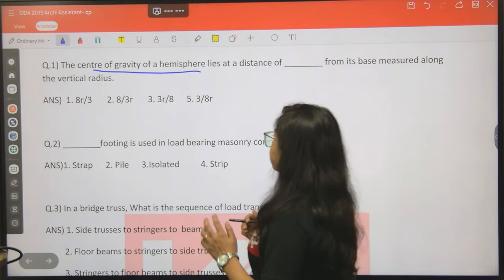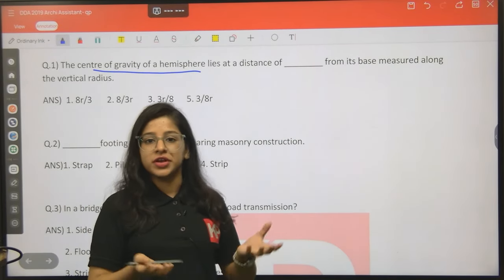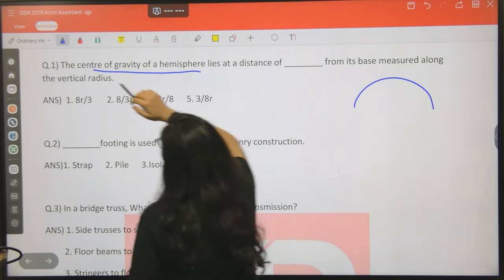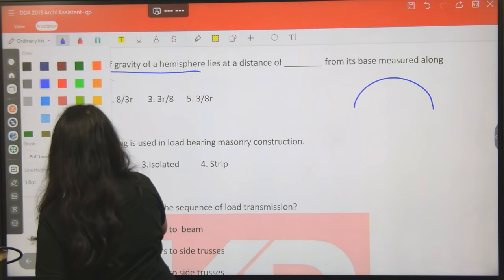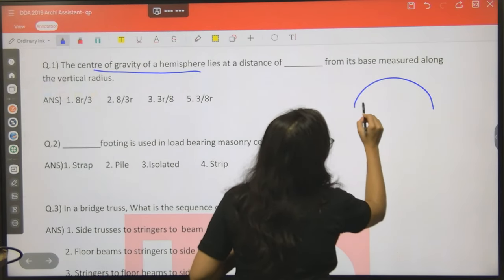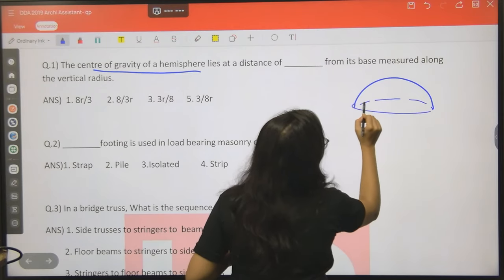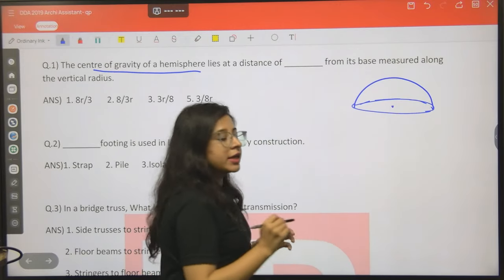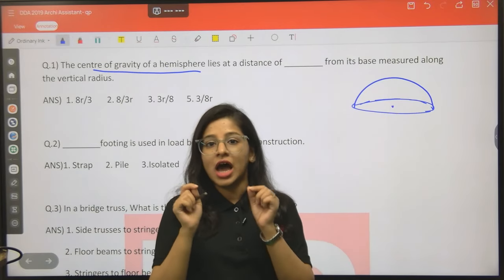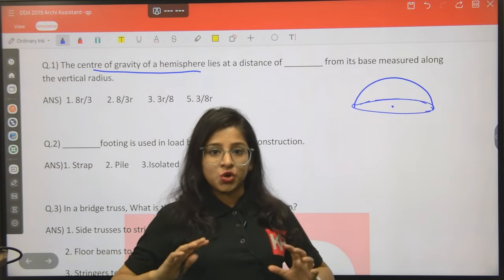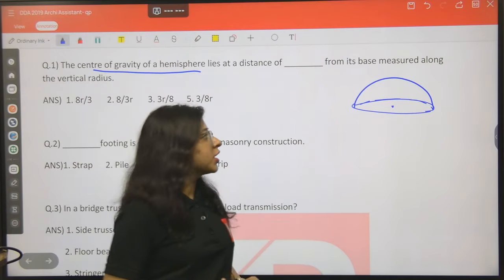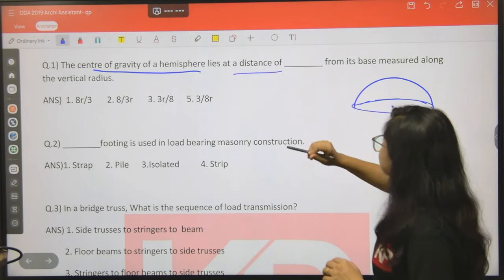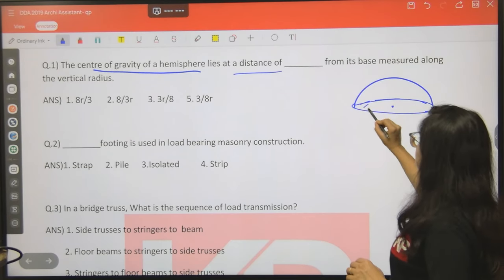Okay, now first of all, what is a hemisphere? Hemisphere means you have a sphere, you cut the sphere in half, you get a hemisphere. Something like this, and here you have, let's say, the center of the hemisphere. Now, center of gravity is what? Center of gravity is that point in the body where we assume that the weight of the body is concentrated. So they are saying that this particular center of gravity lies at a distance dash from the base. That means this is the base.